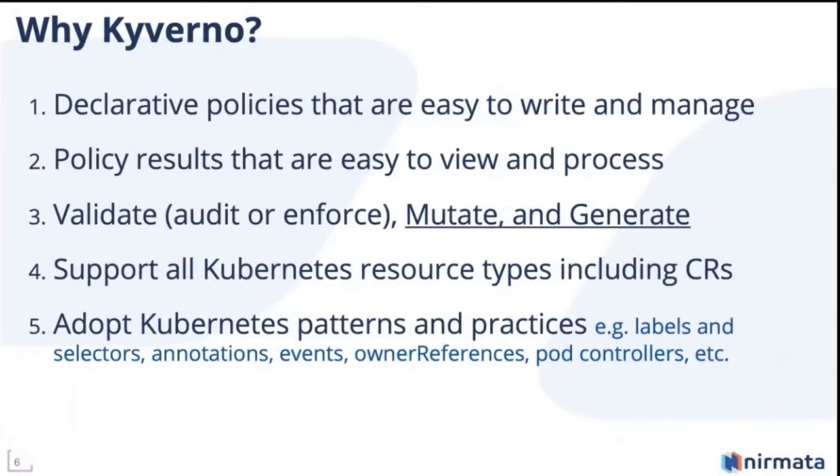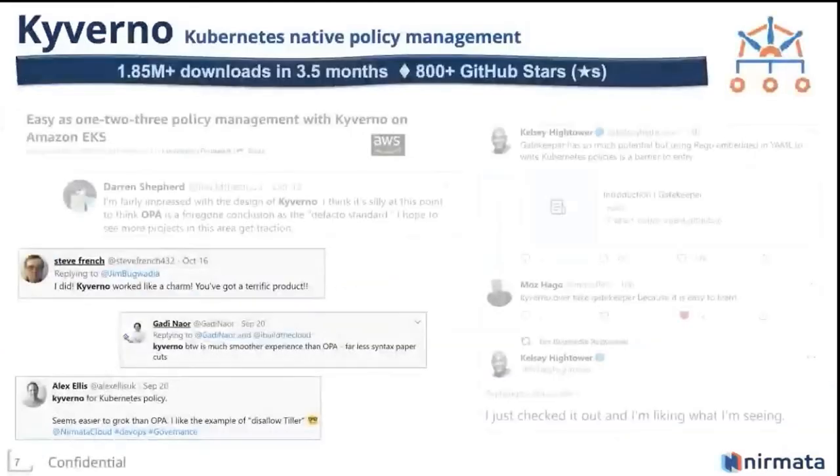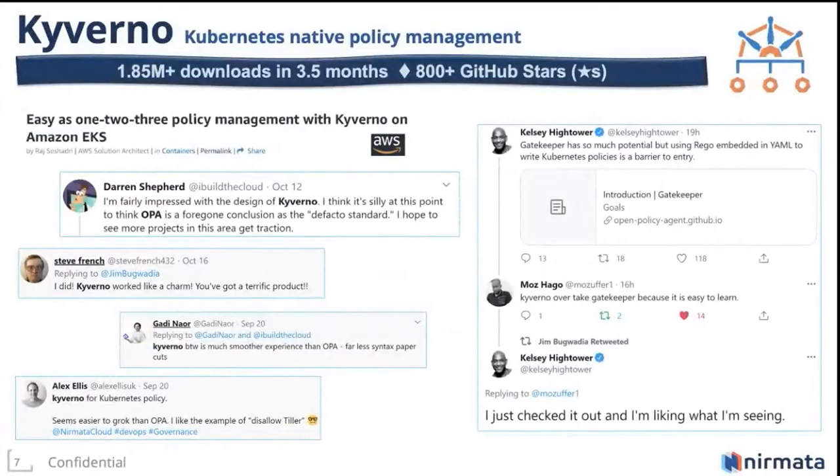Being Kubernetes native, Kyverno supports all of the Kubernetes resource types and can also support custom resources, which is a huge benefit, so that now you can use Kyverno across the board without having to worry about which resources are supported and which are not. And being Kubernetes native, Kyverno leverages and understands some of the common patterns used in Kubernetes, like labels and selectors, annotations, owner references, and things like that. So that really makes it very easy for somebody to start with Kyverno and start using it with Kubernetes.